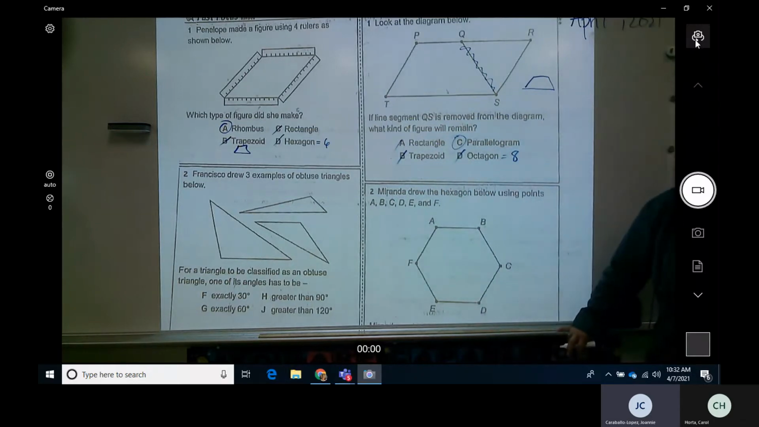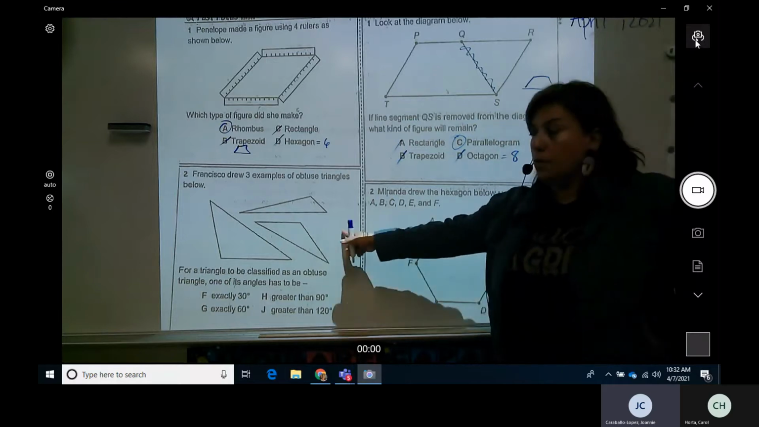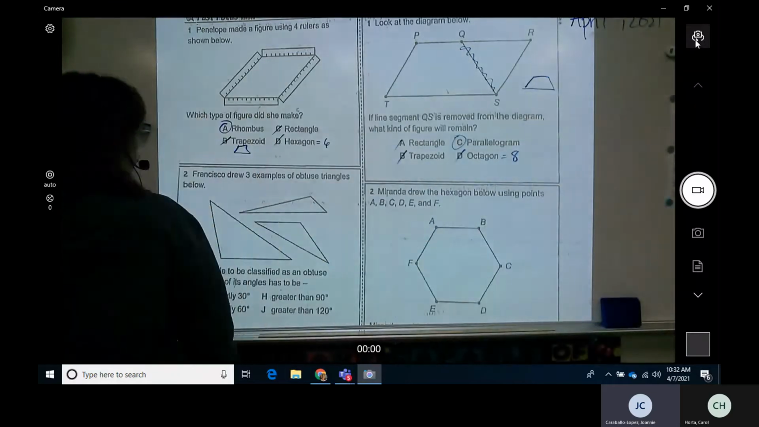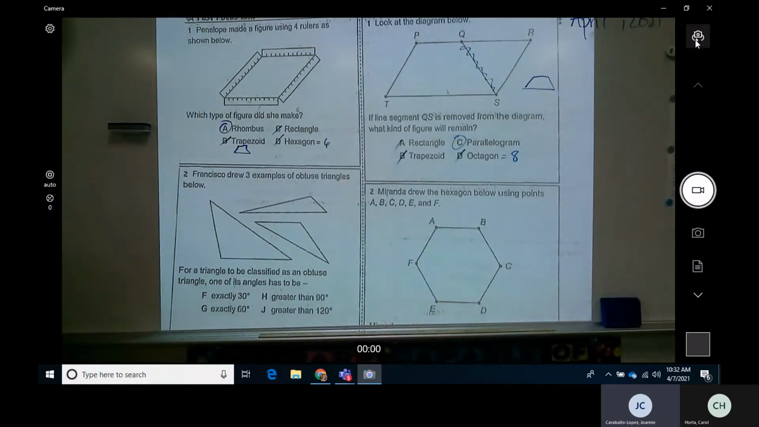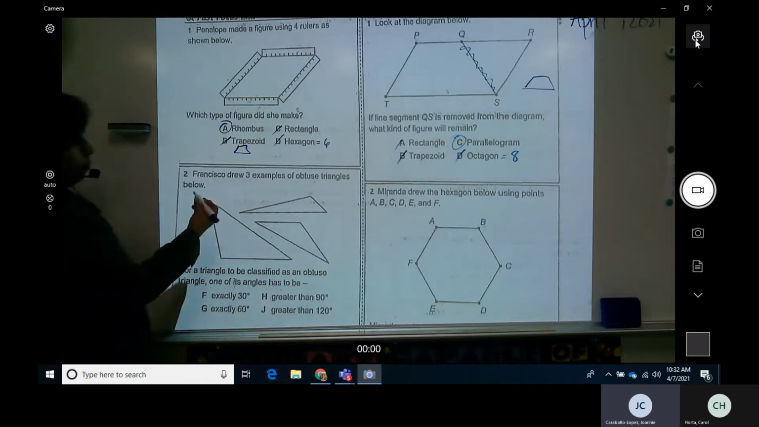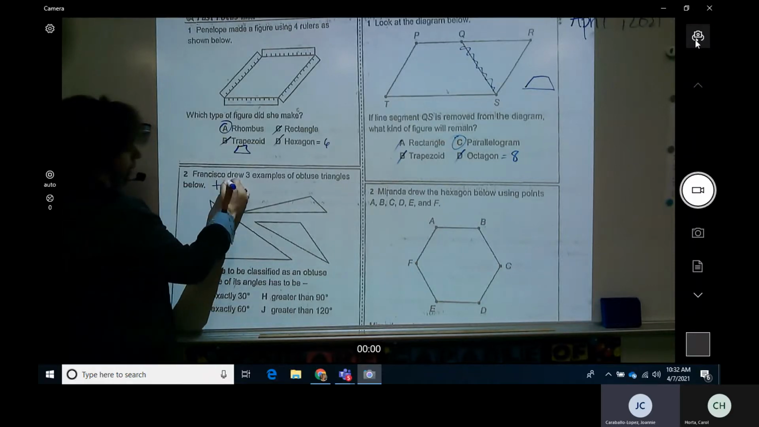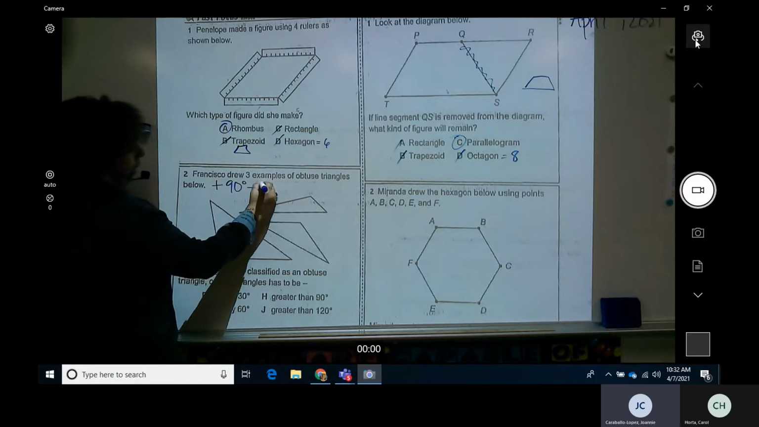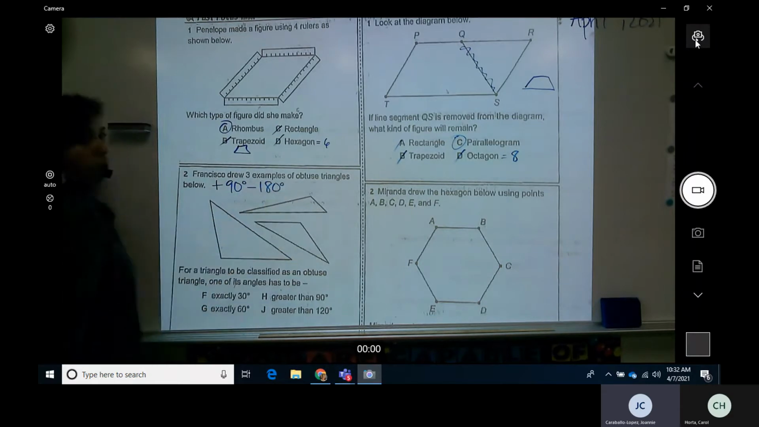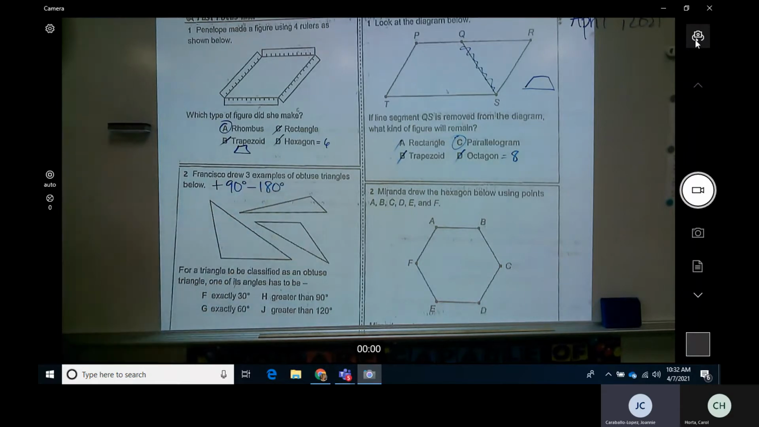All right, so let's look at number 2 over here. Francisco drew 3 examples of obtuse triangles below. The first thing that I want to write on my notes is that I know that an obtuse angle measures more than 90 degrees and less than 180 degrees. So I write those notes immediately on my paper. Those notes are important for me to know. So you should be doing the same thing on your paper, writing them down.